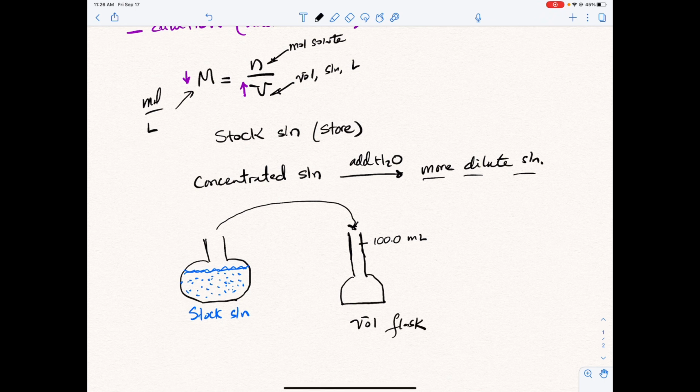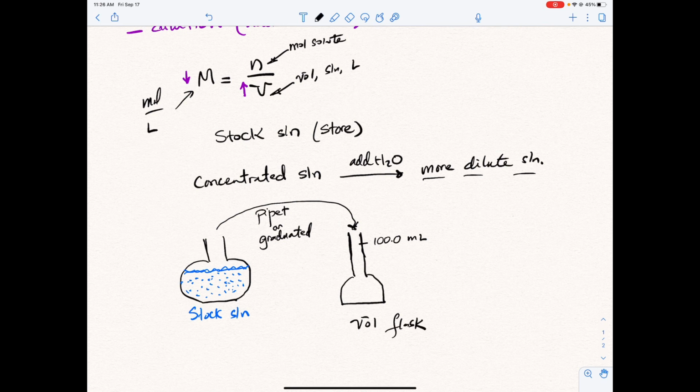And we use glassware that's often a pipette. The most precise transfer glassware is a pipette of different sizes. Or we could use a graduated cylinder, which is not as precise, but that also works if the concentration doesn't have to be so precise and accurate. So we use a pipette or a graduated cylinder and we transfer a known volume.